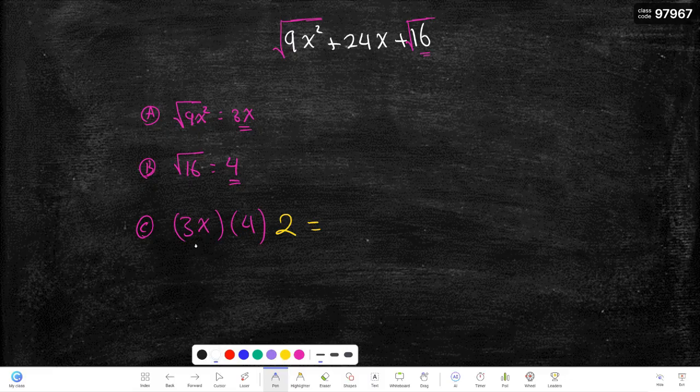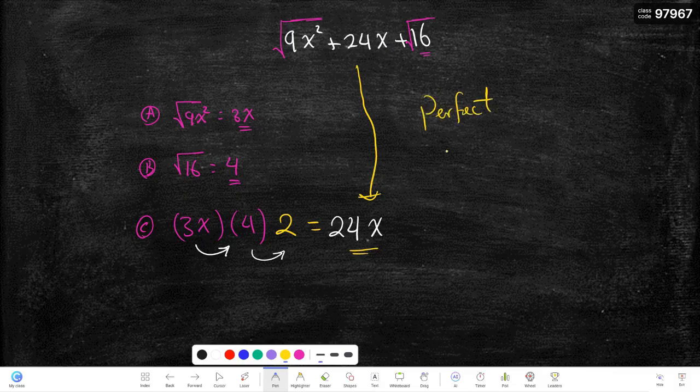So let's try to multiply here. 3 by 4 is going to be 12, 12 by 2 is going to be 24, and then we need to write the x. And as I mentioned, this is the same as the term exactly in the middle. So once you have the term in the middle, the trinomial here is a perfect square. So this is the meaning of the word perfect square. It's a trinomial where we can find the square root of the first term and the square root of the last term, and then multiply the answer by 2.